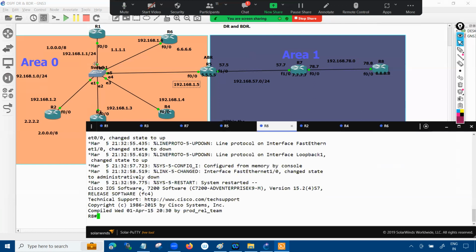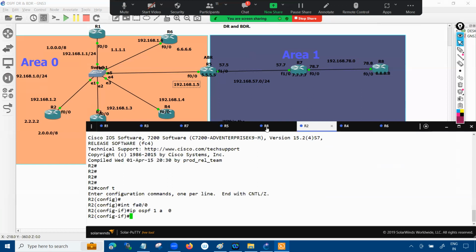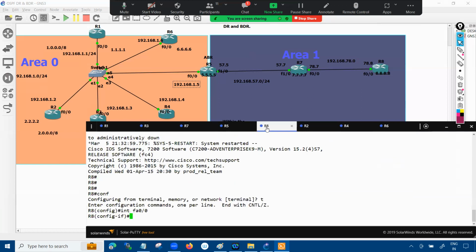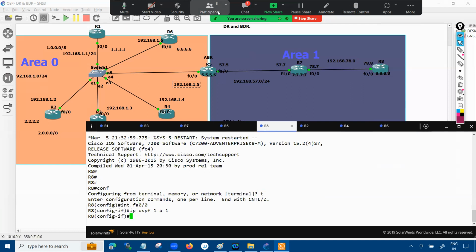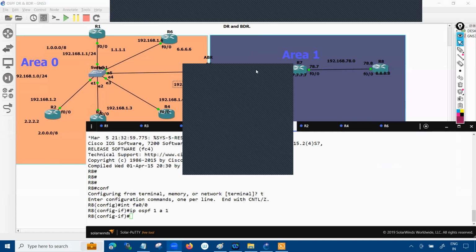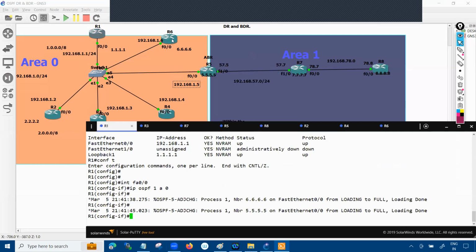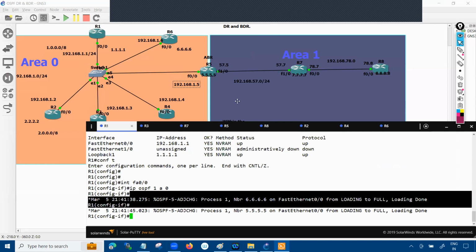And router 8 finally. On router 8, interface 0/0 ip ospf 1 area 1. So eventually, I have the same issue of duplicate routers when the CPU is busy. So you can check on router number 1. Router 1 is going to form the neighborship with router 6 and router 5, because router 6 will be the DR router.